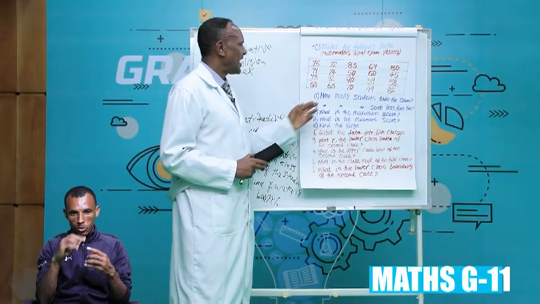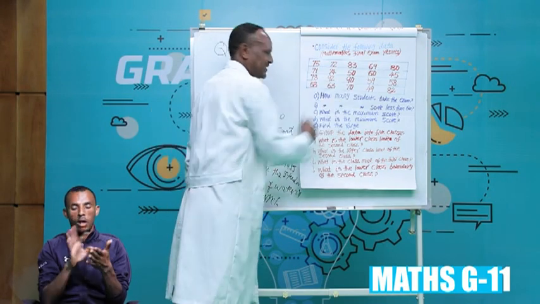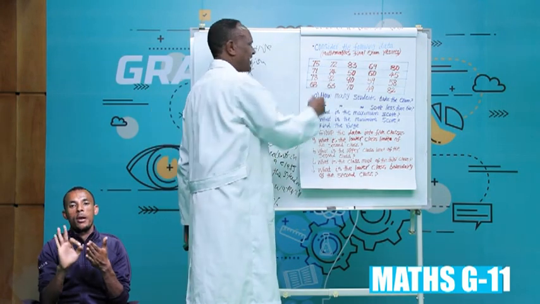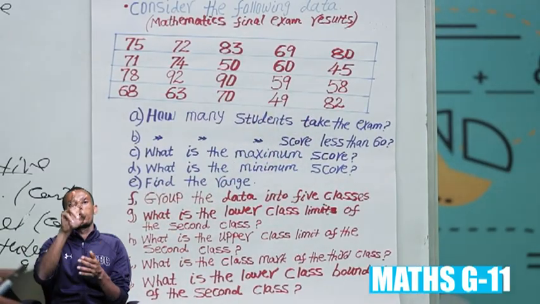To answer, how many students took the exam? You have to count the numbers here: horizontally 5, vertically 4, so 20. Your answer will be 20 students took the exam.